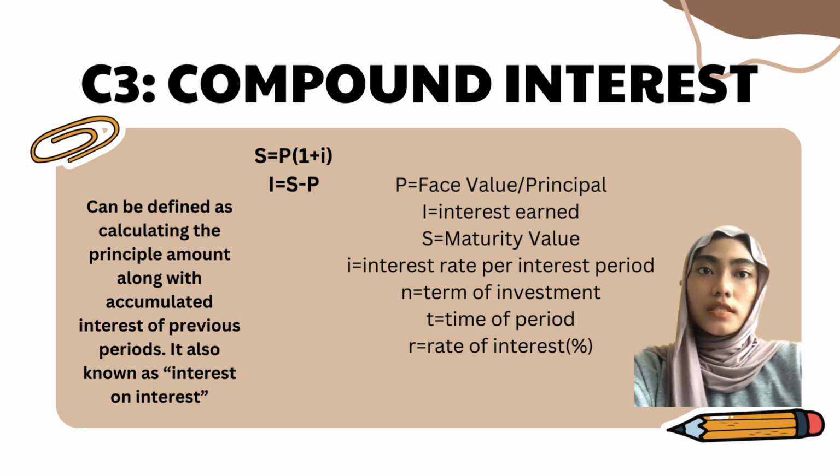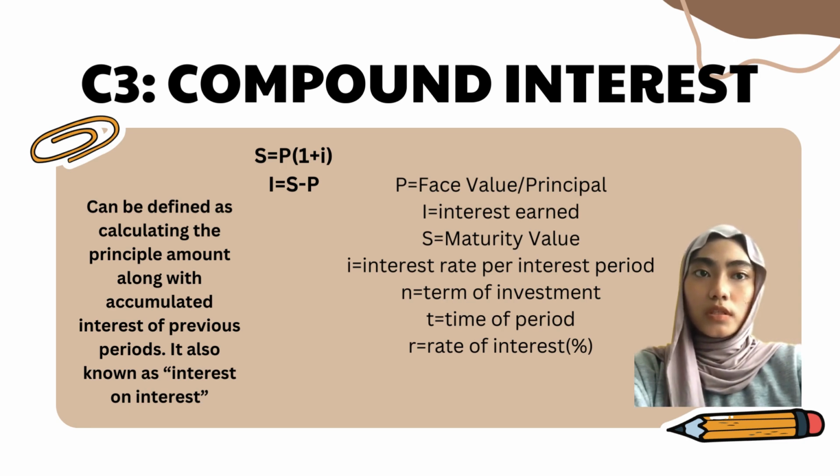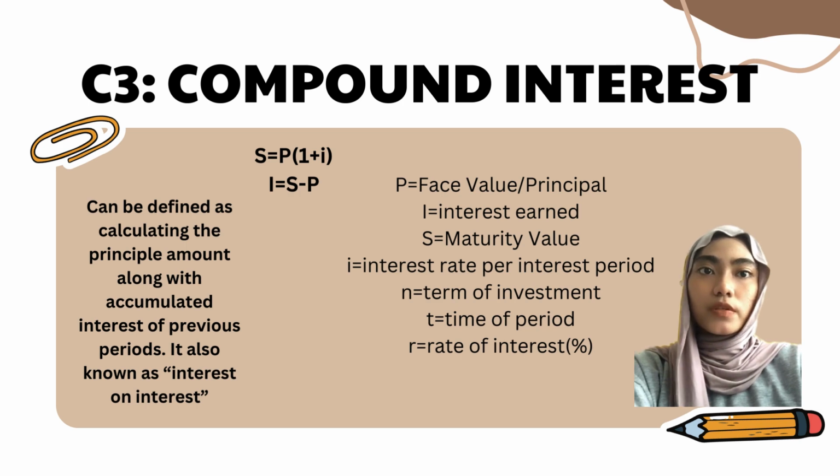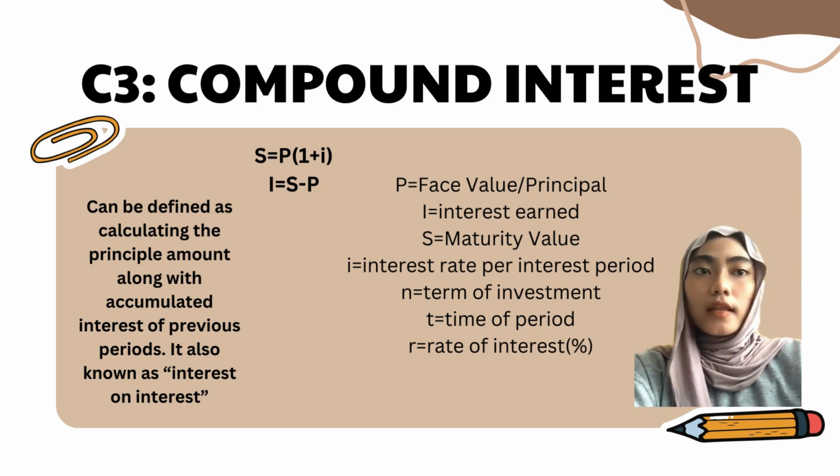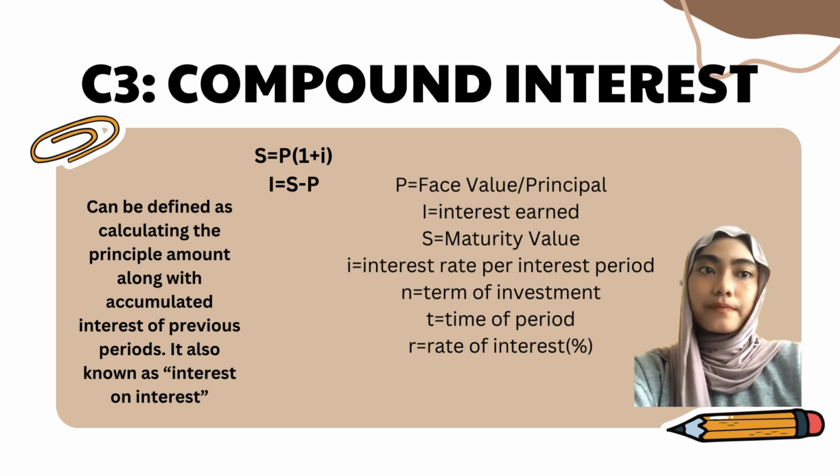The description of compound interest is that it can be defined as calculating the principal amount along with the accumulated interest of previous periods. It is also known as interest on interest. For the formula, S equals P(1 + i)^n. The second formula is I equals S minus P.